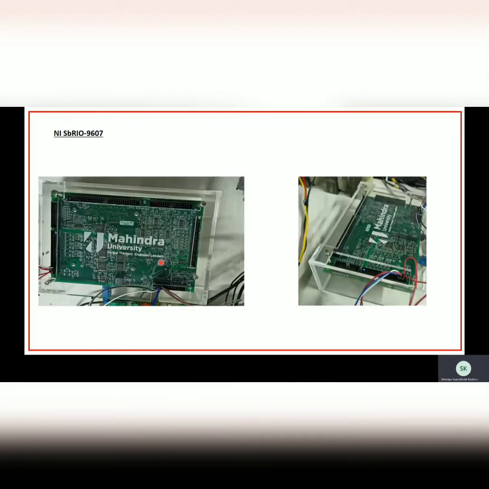And then this is the NI sbRIO 9607 model. This sbRIO acts as an interface between LabVIEW and the inverter. So the analog inputs which are taken from the voltage sensors are given to the LabVIEW GUI, and then we implement the control algorithm in LabVIEW and generate digital pulses. Those digital pulses will be taken out from the sbRIO and given to the optocoupler and further given to the inverter.